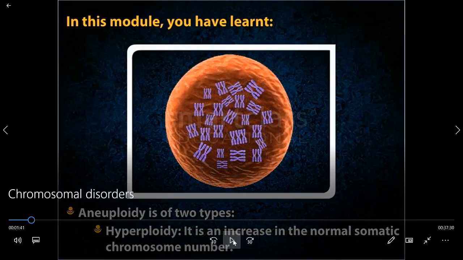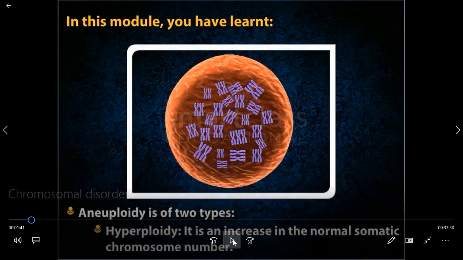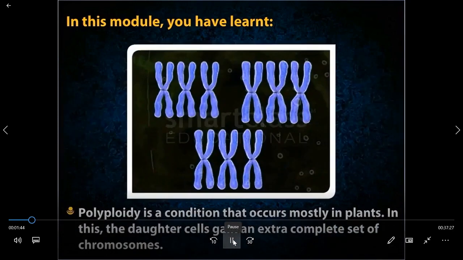All this we have discussed in our last class also. Polyploidy, aneuploidy, somatic chromosome number. Polyploidy is a condition that occurs mostly in plants. In this, the daughter cells gain an extra complete set of chromosomes.